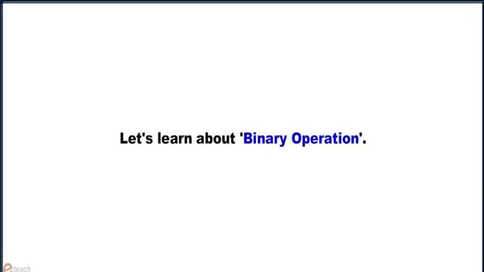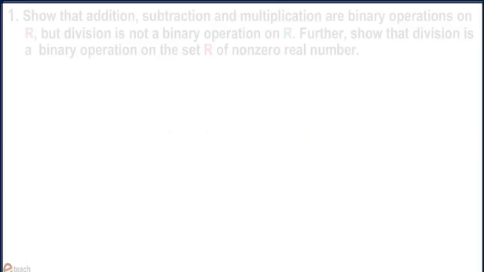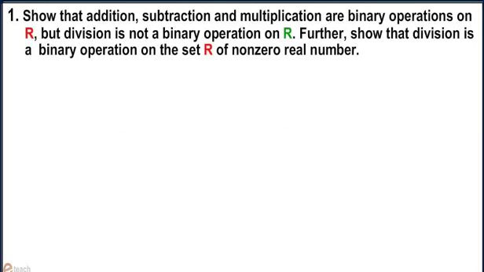Let us have an example over binary operations. Show that addition, subtraction, and multiplication are binary operations on R, but division is not a binary operation on R. Further, show that division is a binary operation on the set R star of non-zero real numbers.